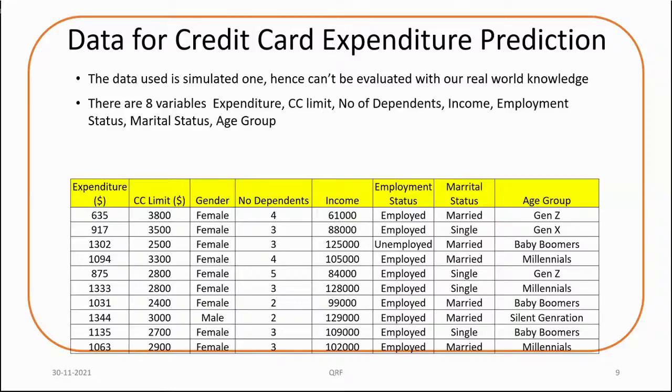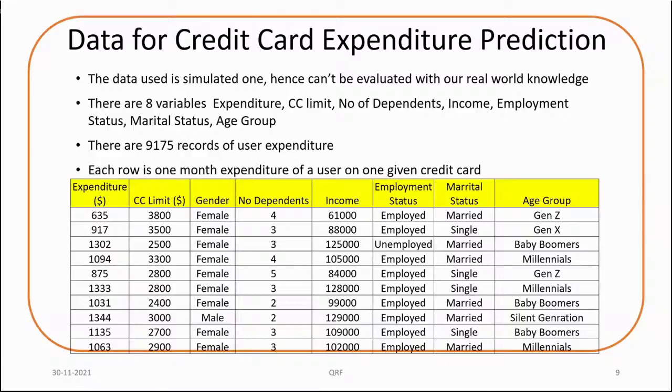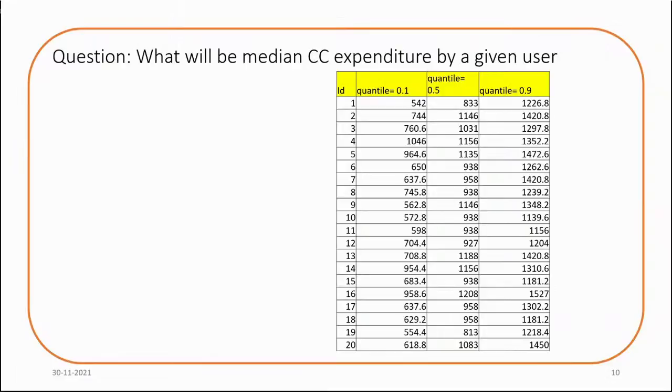There are 8 variables. I described all the 8 variables, and there are a total of 9,175 records used for expenditure. So with this setting done, we created one quantile regression forest using the R tool. R is a very famous statistical tool. We all might be familiar with that. And we divided our 9,000 records into 80% for training and 20% for testing.